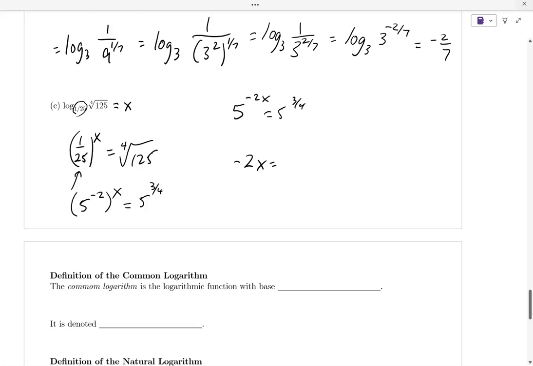The input on the left-hand side is negative 2x. The input on the right-hand side is 3/4. So we must have negative 2x equals 3/4. Can you solve for x now? Yeah. What do you get? Negative 3/8. Good. And so that is the answer to the original problem. Remember, we just said we're going to let x be that value. That is the log that we wanted.